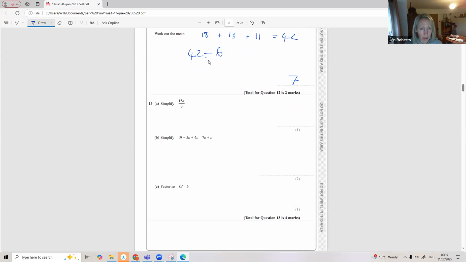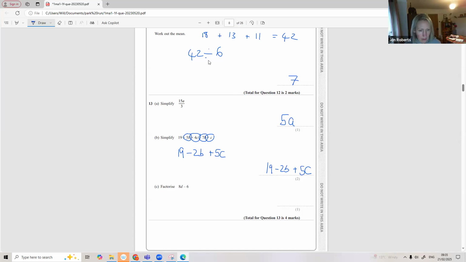15a divided by 3 is just 5a. Simplify, so collect our like terms. Any of the numbers by themselves, that stays as 19. Positive 5b, take off 7b. If you've got 5 and you take off 7, you get -2, so that'd be -2b. Then you've got 4c, add c, which is 5c. The number 5 is positive, so plus 5c. Your final answer: 19 minus 2b plus 5c.